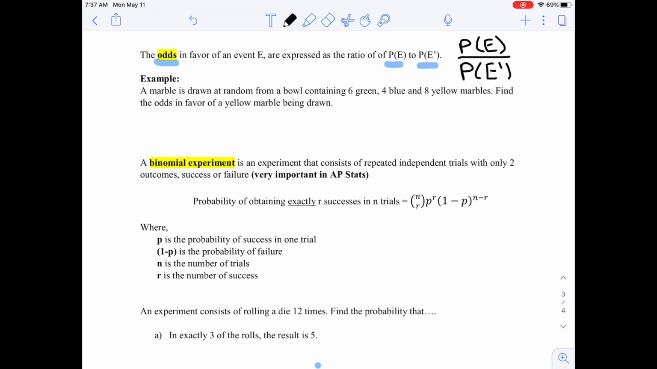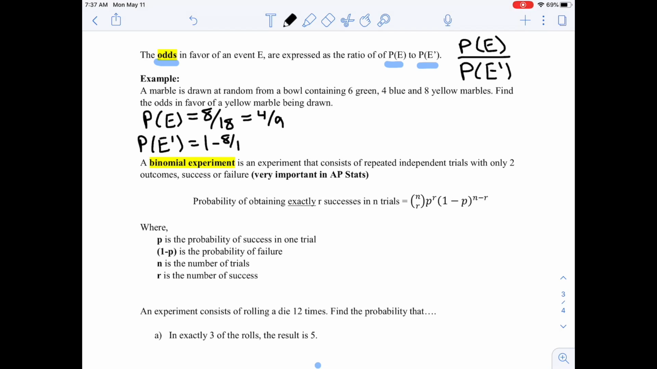So a marble is drawn at random from a bowl containing 6 green, 4 blue, and 8 yellow marbles. Find the odds in favor of a yellow marble being drawn. So our event is yellow. We have 8 yellows, so that makes it 8 that we want. And then we have 6 green and 4 blue, so that gives us a total of 18 marbles, which simplifies to 4 ninths.